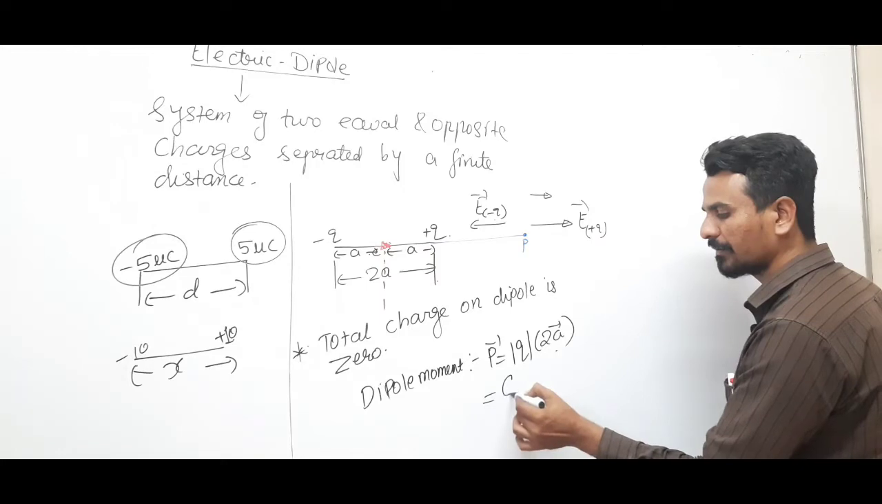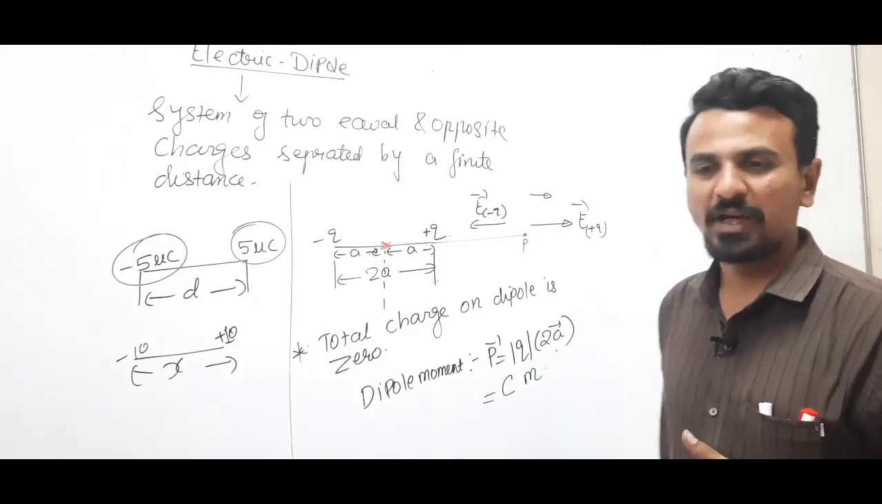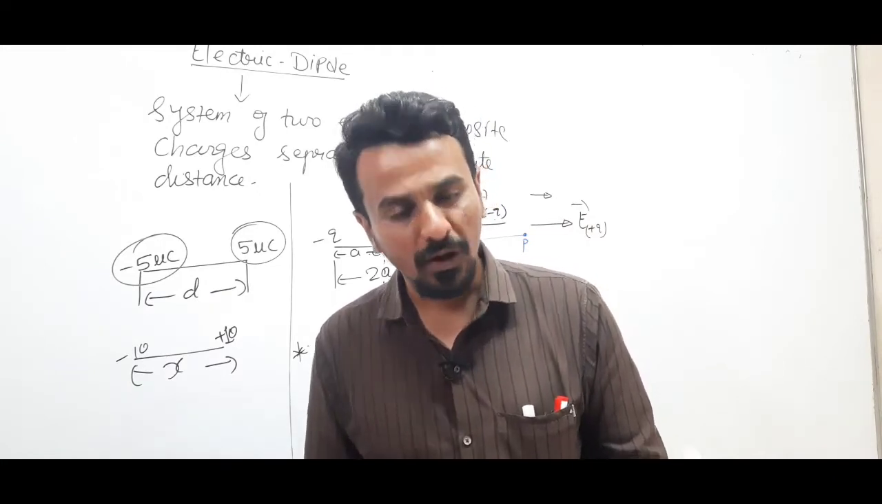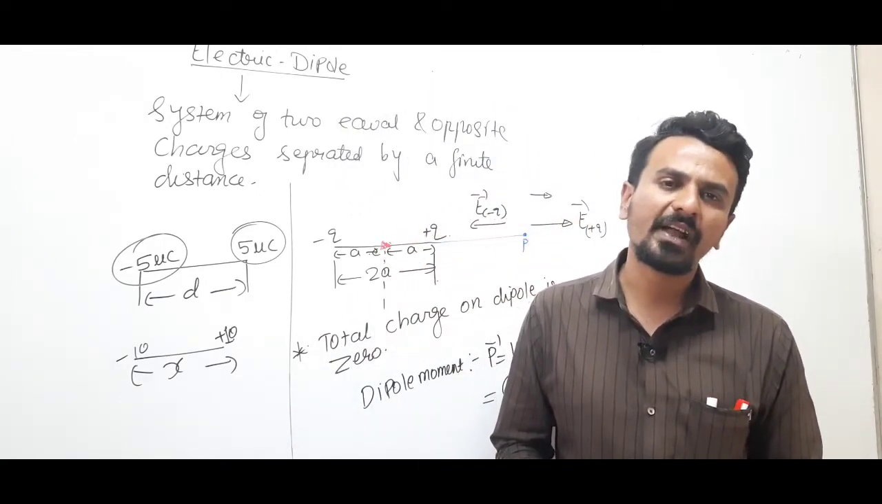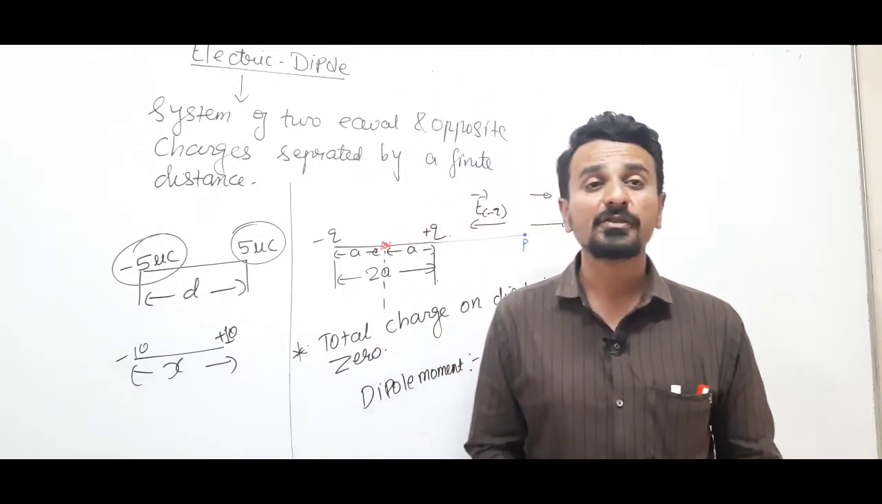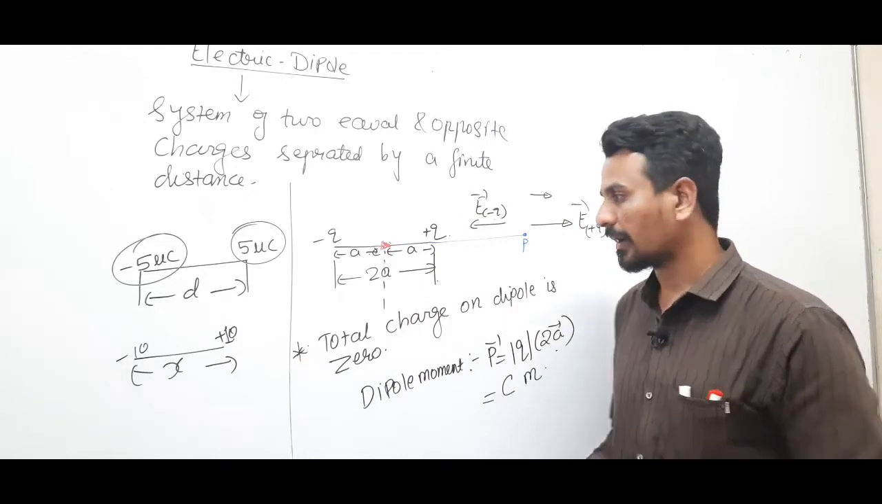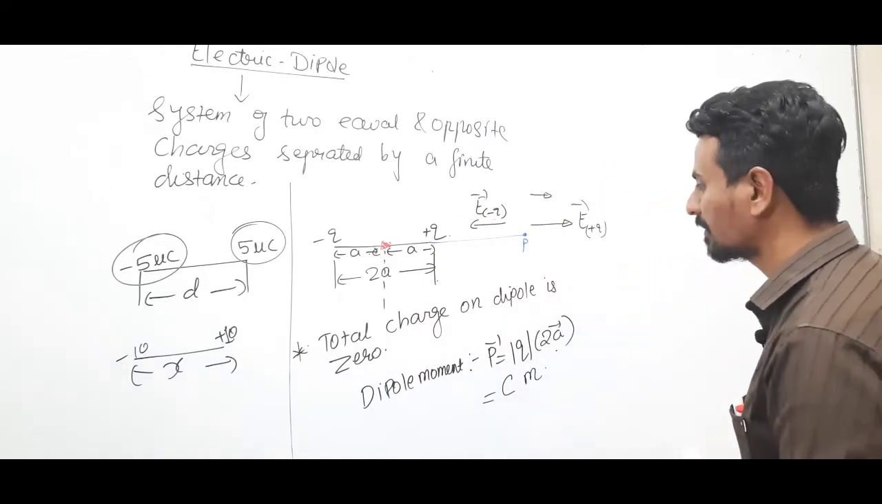What is the unit of dipole moment? So what is the unit of charge? Coulomb. What is the unit of distance? Meter. So it is coulomb meter. So the dipole moment is in coulomb meter, and the direction of the electric dipole moment will be from negative to positive. Dipole moment determines the strength of the dipole. Clear? Okay, and it is a vector quantity.